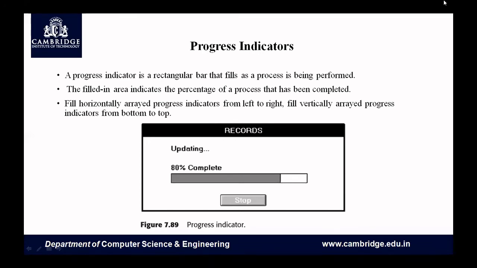So far, 99% of people will have seen only horizontal progress. Vertical progress is also there, which indicates from bottom to top, right?